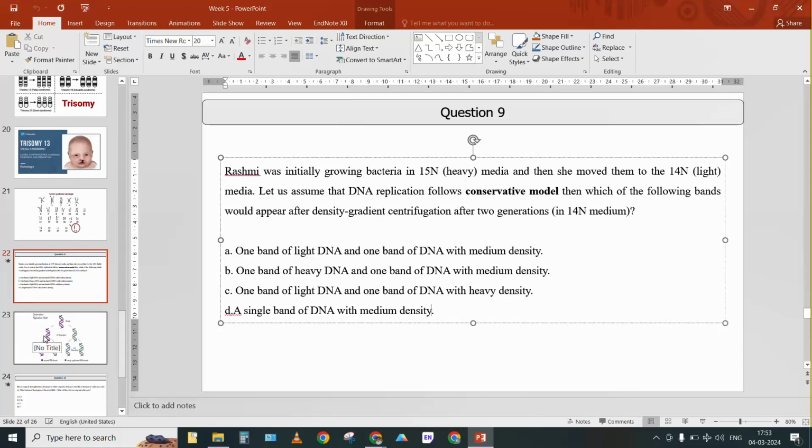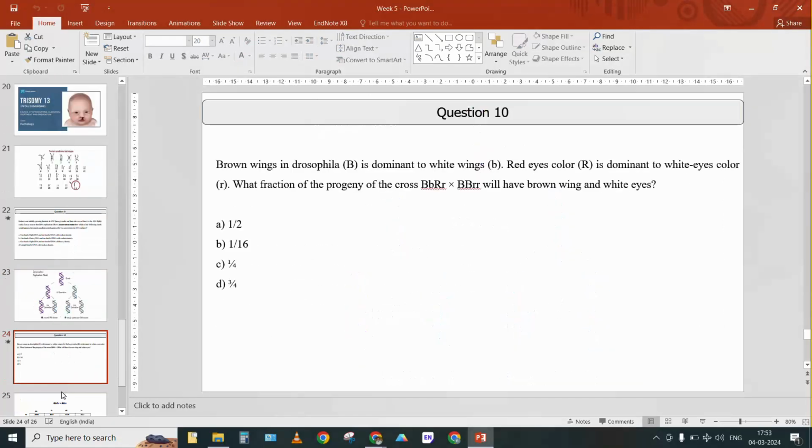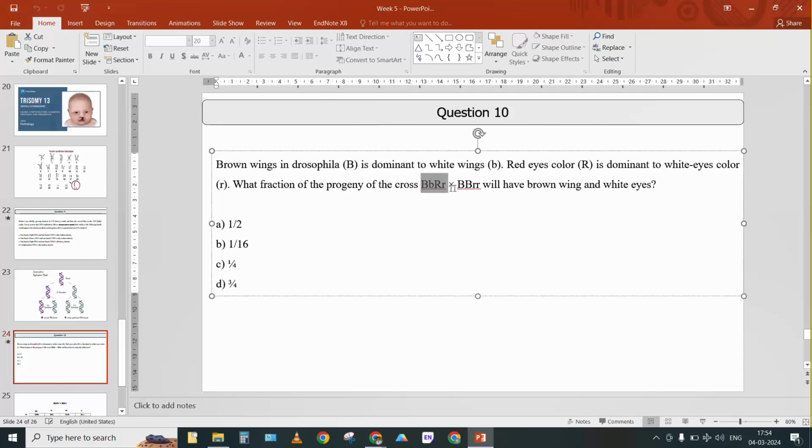So moving to the next question, that is question 10. Here, brown wings in Drosophila, represented by capital B, is dominant to white wings, represented by small b, and red eye color, represented by capital R, is dominant to white eye color, represented by small r. So what fraction of the progeny of the cross of this combination will have brown wings and white eyes?